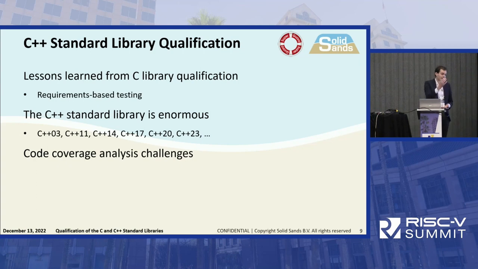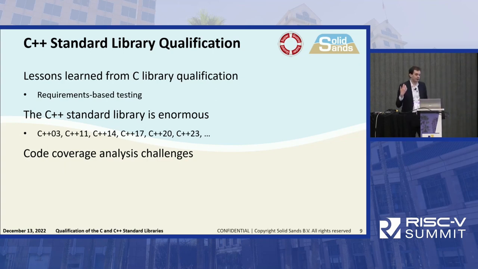So again, we are looking at the C++ specification, we are creating implementation requirements, and that way we are building a requirements-based test suite. But the biggest challenge here is that compared to C, the C++ standard library is a lot bigger. And at the same time, C++ is evolving very quickly, because every 3 years, a new version comes out, which might add many new features to the standard library.